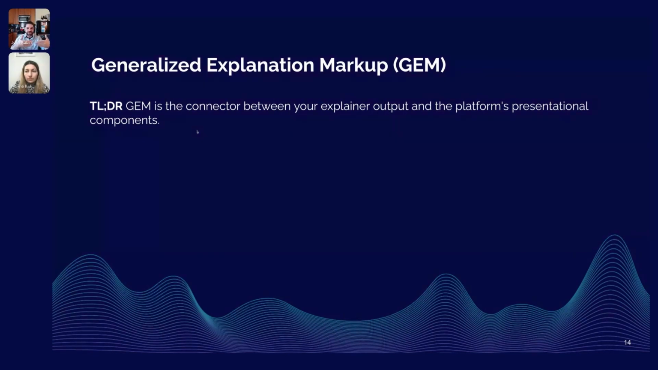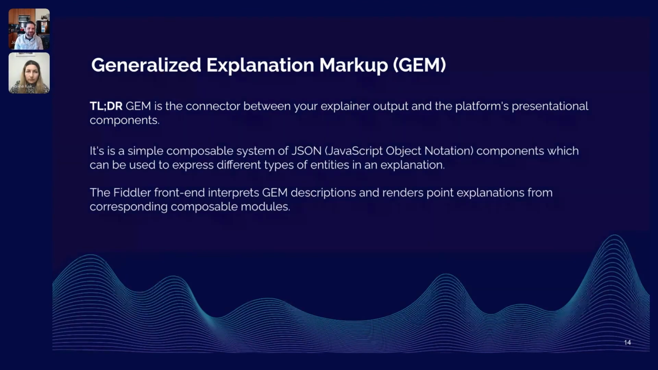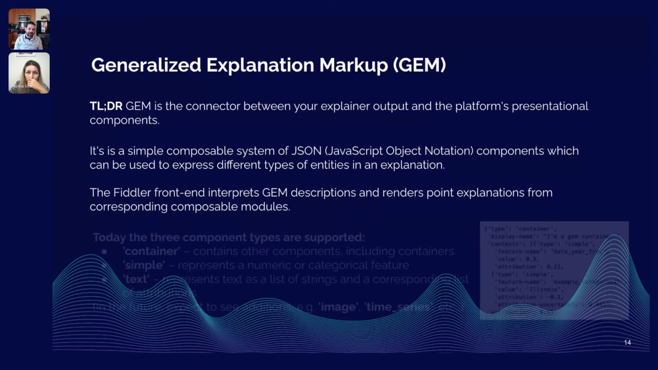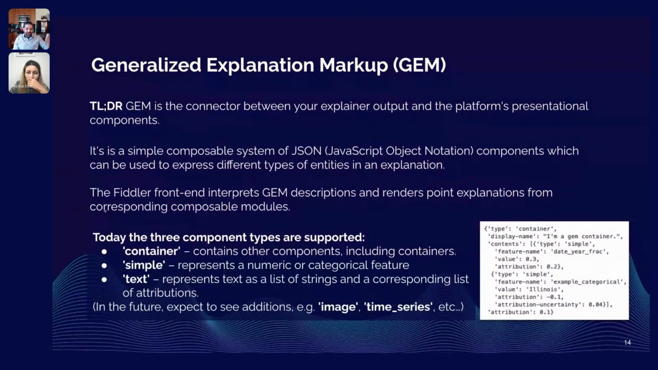And so this provides the standardization between that heterogeneous portfolio of tools that your organization has and Fiddler's presentation. So I'm going to skip most of this. Essentially, it's just saying that GEM is objects that get compiled down into JSON, which is a data serialization format, basically, that allows explanations to be computed. We construct those explanations, the presentational components, in terms of these components: containers, which contain other things, allowing you to nest a hierarchy; simple components, which are categorical features and numerical features, and text components. In the future, there'll be things like image and time series also, but we haven't built that yet.